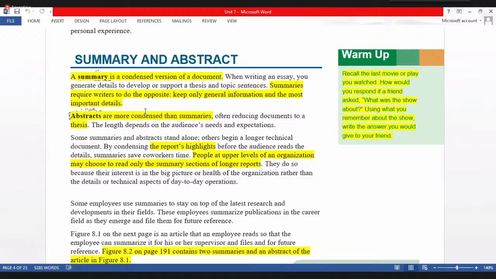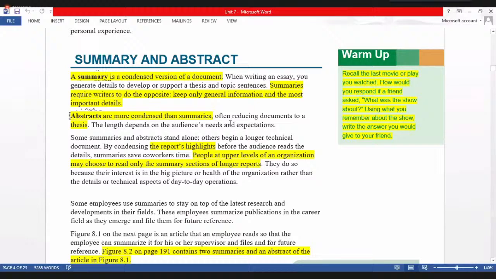In a long summary, most important points plus their details. Most important points plus their details. Isn't it? And in an abstract, only the important ideas. Okay, let's see.